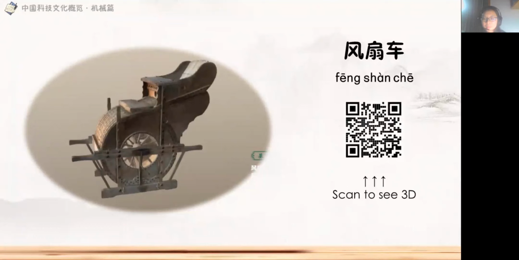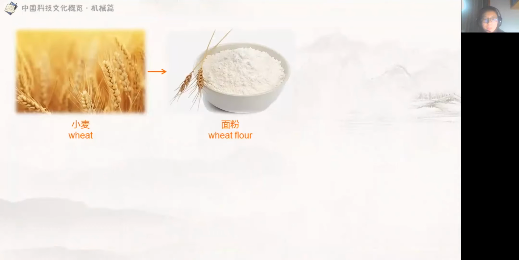风扇车 is to clean the grains, to do the threshing step. Okay, now, threshed rice can be edible after being cooked, but threshed wheat cannot. Because we need this step, we have to grind wheat into wheat flour. Grind means to crush it until it becomes a fine powder. Then we can get wheat flour.